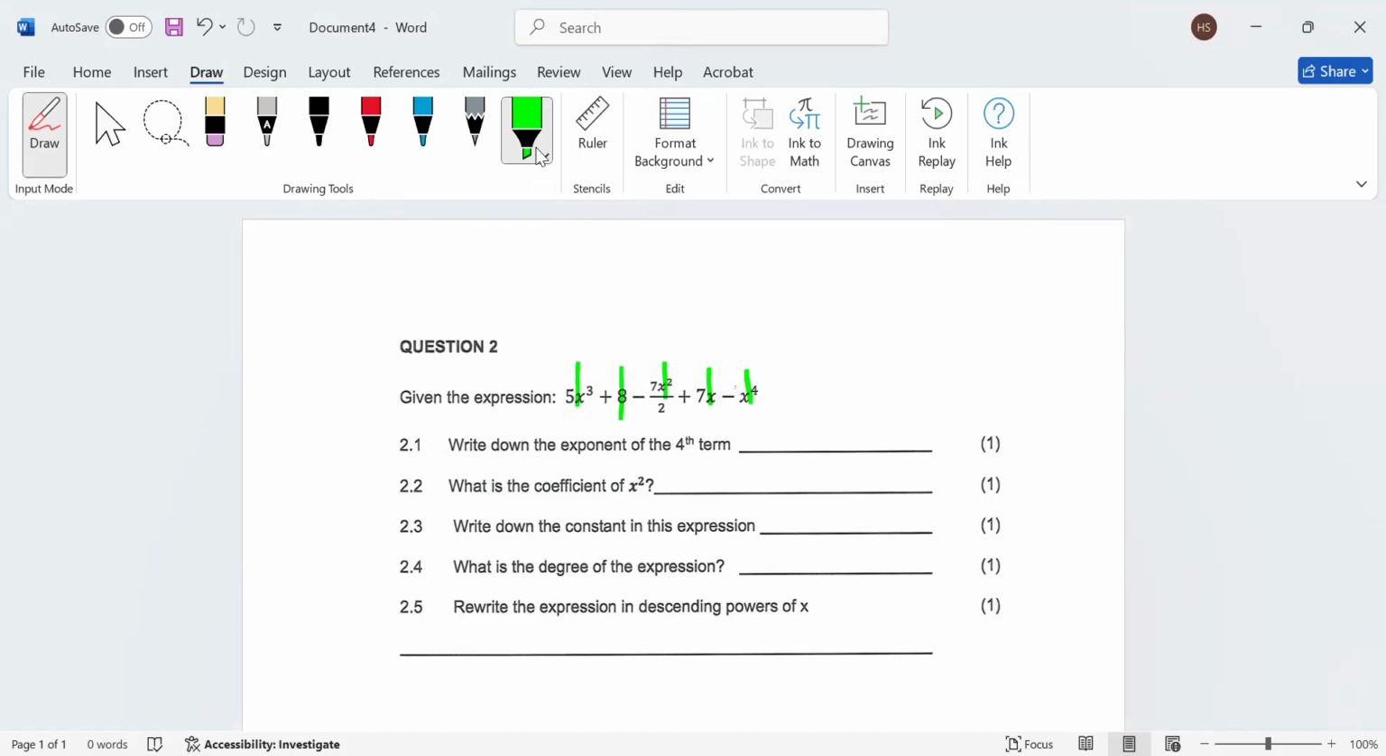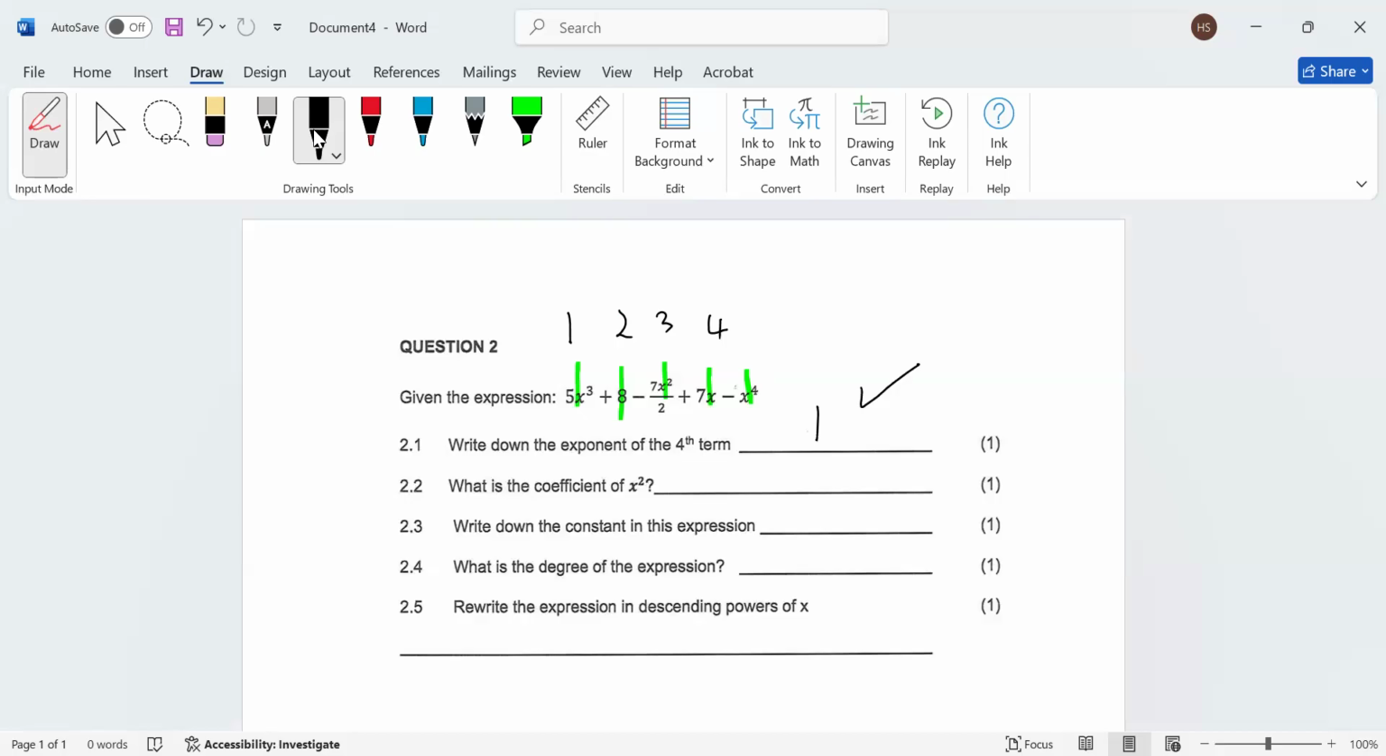And they say write down the exponent of the fourth term. So we need to count now. This is term number 1, this is term number 2, this is term number 3, and this one is term number 4. So what is the exponent of the fourth term? The exponent of the variable. It's 1. So we tell them, here we have 1, and then we're going to get a mark for that.